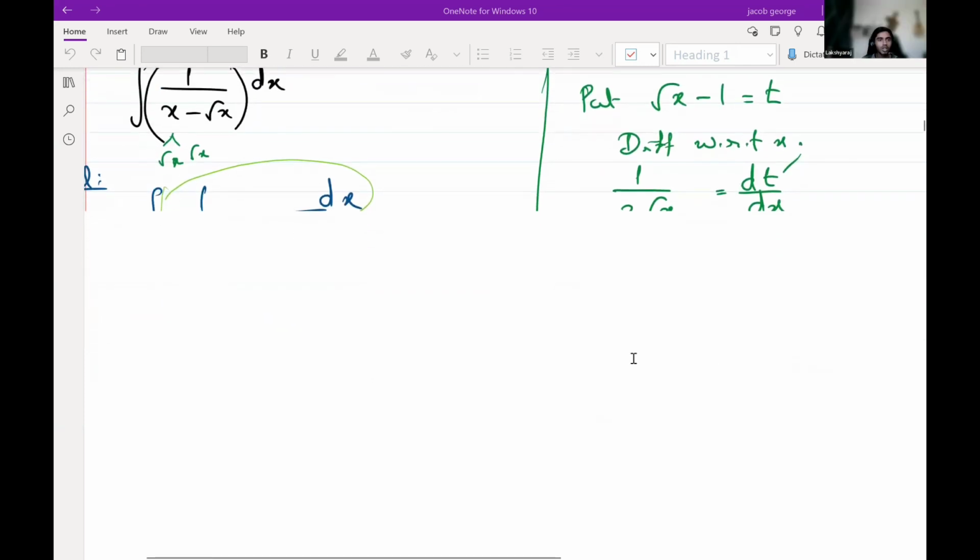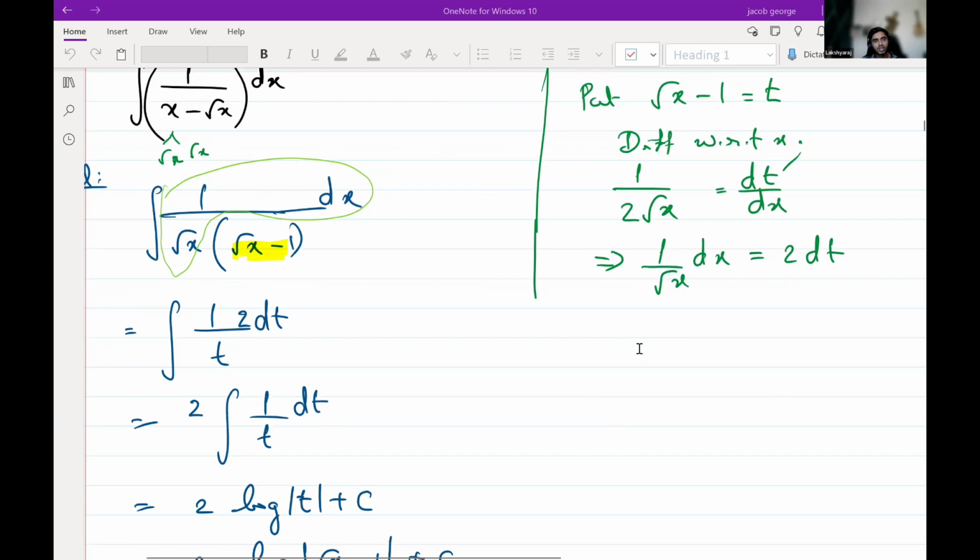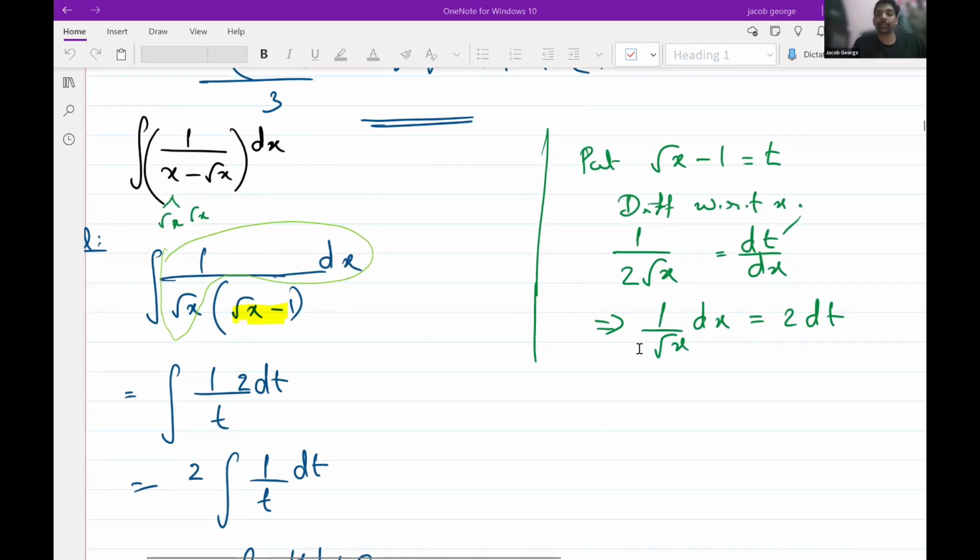How do we take root x outside, sir? X is separated: root x into root x. I have written that one, right? Can you see? Separated. Then root x is taken outside. Okay.